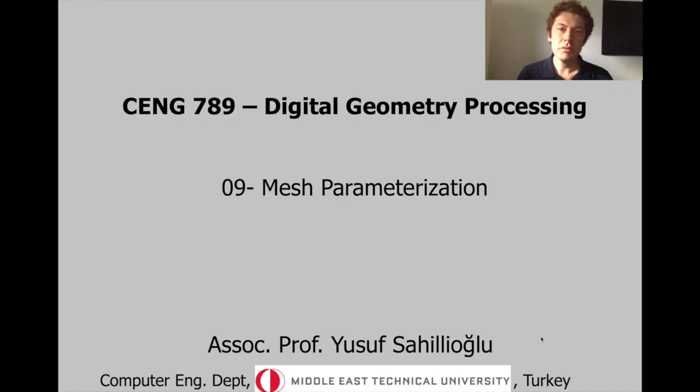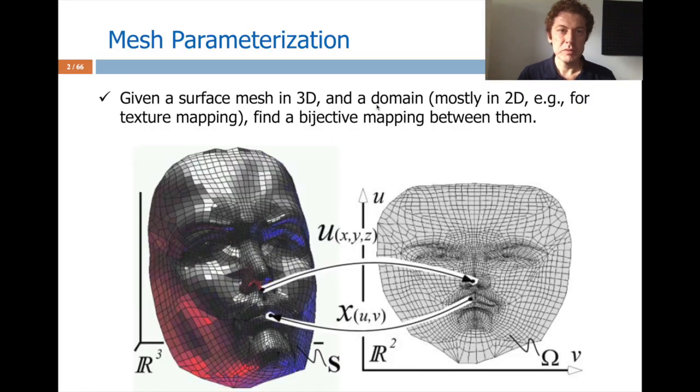Okay, so another important topic in digital geometry processing is mesh parameterization, and today I will talk about that. This problem is about mapping from one domain to another. In particular, we will see an input surface mesh in 3D and we want to map it to another domain, mostly in 2D, for instance, for texture mapping. So we want to find a bijective one-to-one mapping from this 3D domain to another domain, let's say 2D, as in this case. We will also see parameterization to a spherical domain as well, which is in 3D.